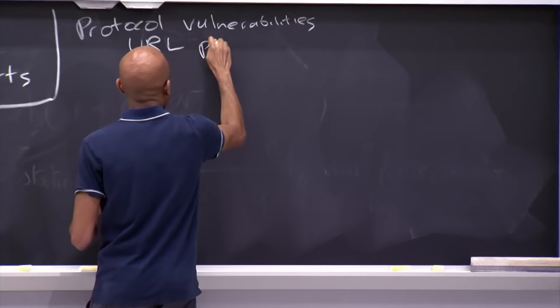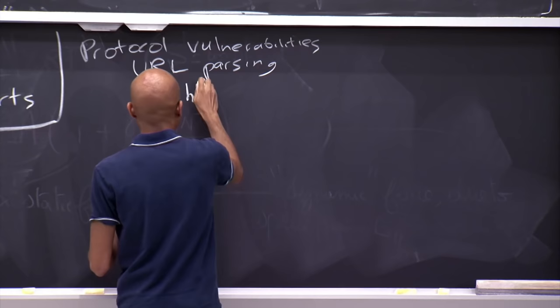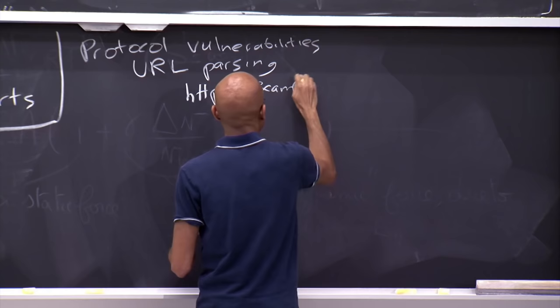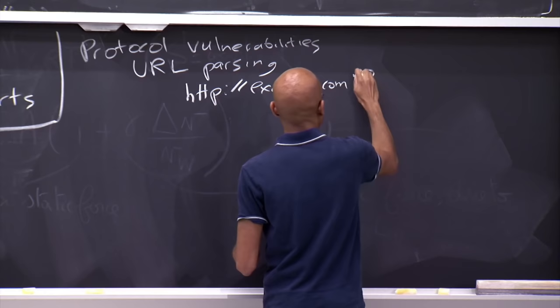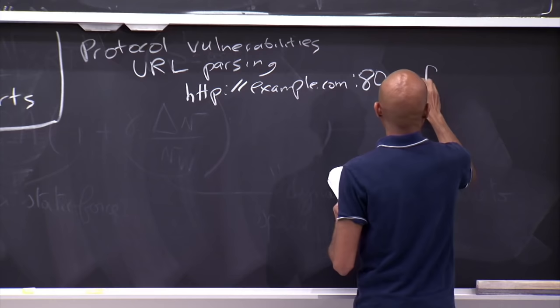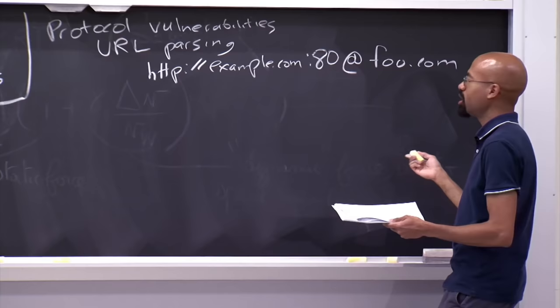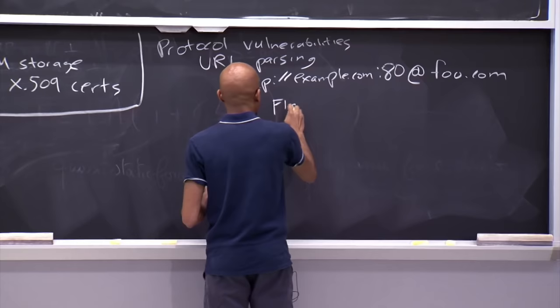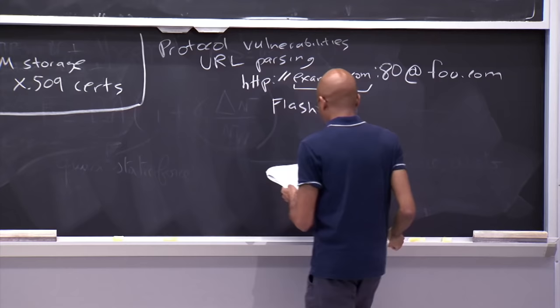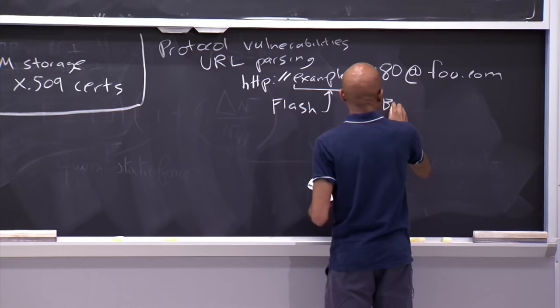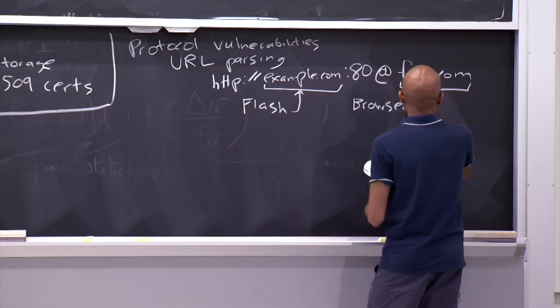Suppose that you have a URL that looks like this. HTTP comes from example.com, and then it's got an explicit port that it specifies of 80. And then, for some unknown reason, it embeds this at character here. So the question is, what is the origin of this particular URL? As it turns out, Flash would say that the hostname portion of this was example.com. However, when the browser would parse this, it would say that the hostname part of the origin was actually foo.com. So this is clearly a bad thing, right?